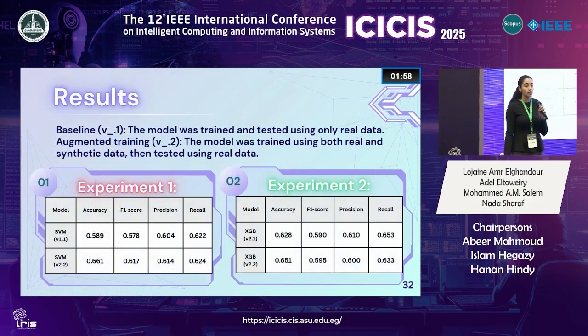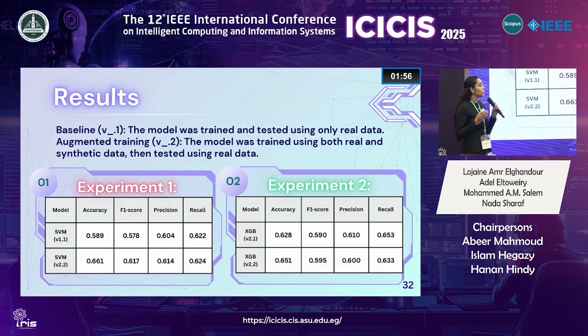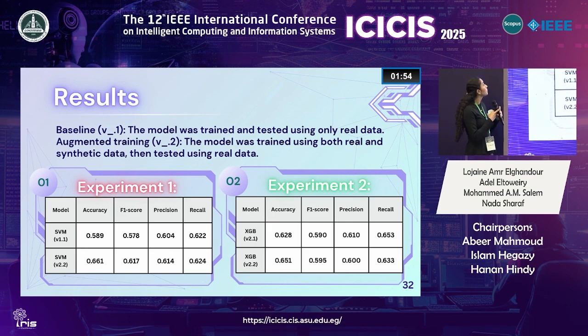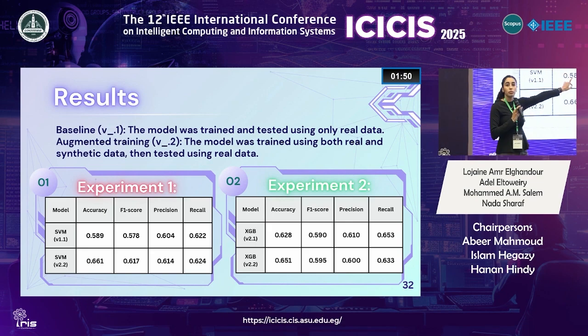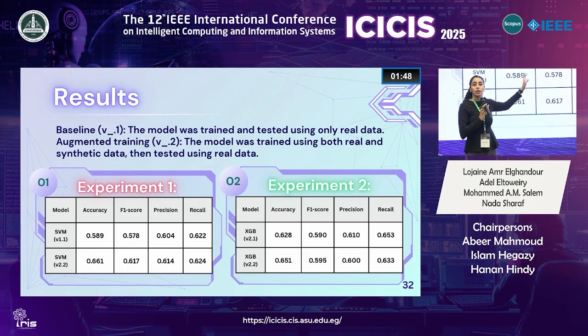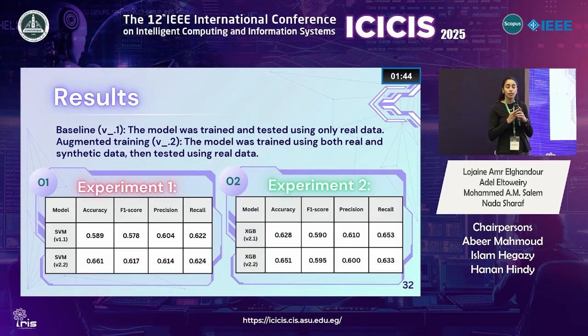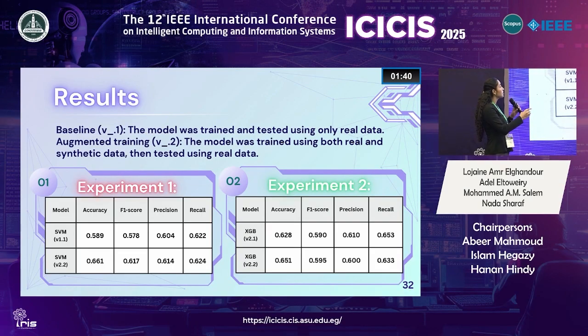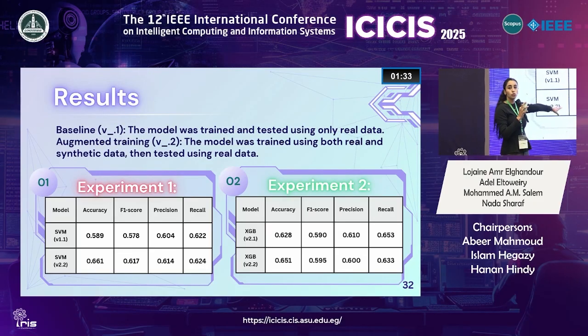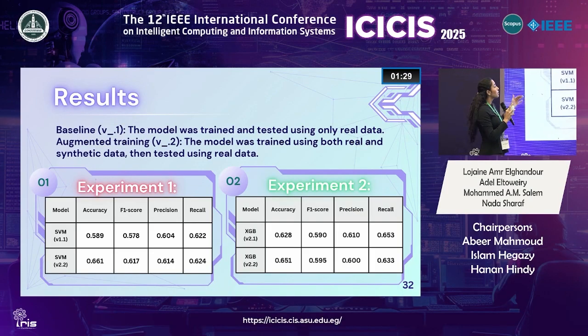Let's take a look at my results. So I've done 2 versions for each experiment. The baseline, which is the first version, I trained and tested my model using only real data. Then for the second version, I trained my model using the real plus synthetic data. Then I tested it using the real data only. And as you can see, in the 2 experiments, from version 1 to version 2, all of the scores actually improved. So this means when I augmented my data set, the results improved.